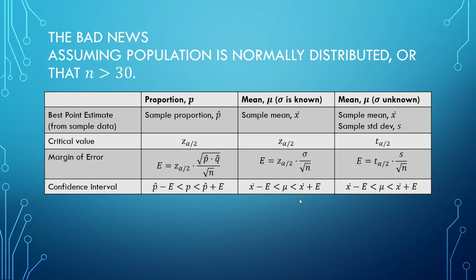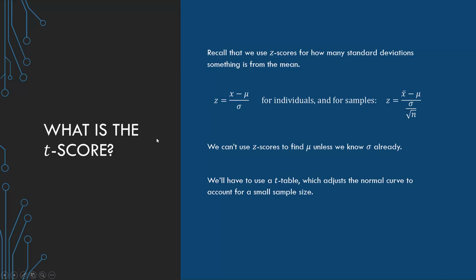But if you don't know sigma, we've got to start talking about these t values. So what is t-score? Well, I'll give you the full formula. Not that, again, we're going to need it that much in this class. But what happens is we are not able to use z-scores if we don't have sigma.